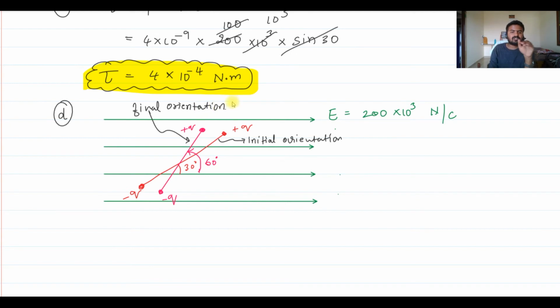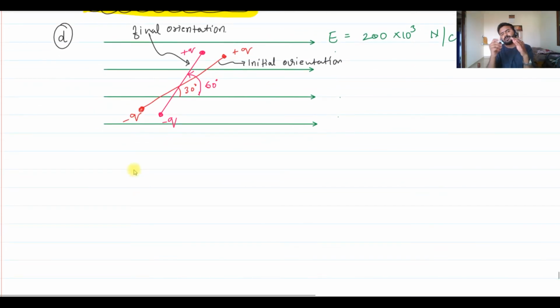So now how much extra work did we do to rotate it from the 30 degree orientation to the 60 degree orientation? That means 60 degree with respect to the external electrical field. So how much work we did is the question. All you have to do is find out the final potential energy at 60 degree minus the initial potential energy at 30 degree. So work done is equal to final potential energy minus initial potential energy, as simple as that.